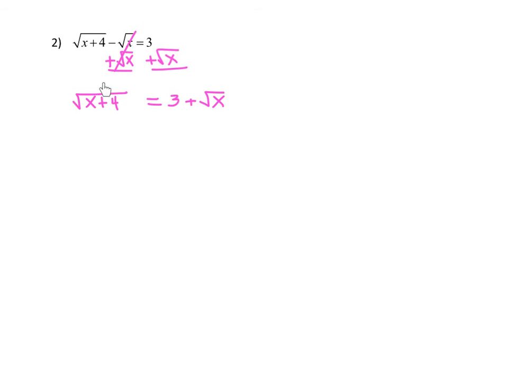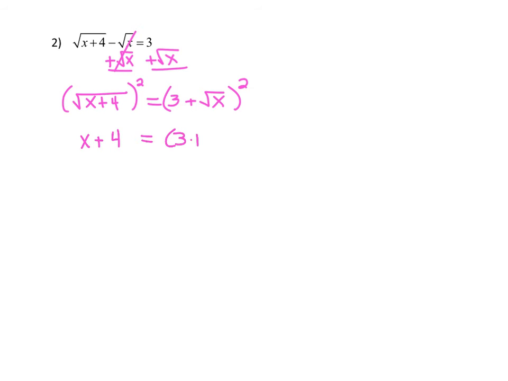Now, since we've isolated this radical, we could now square both sides of the equation. Although we're still going to have a radical on the right-hand side of the equation, doesn't a square and a square root cancel each other out? So at least we were able to get rid of one radical to start. Okay, so that leaves us with x plus 4 equals.